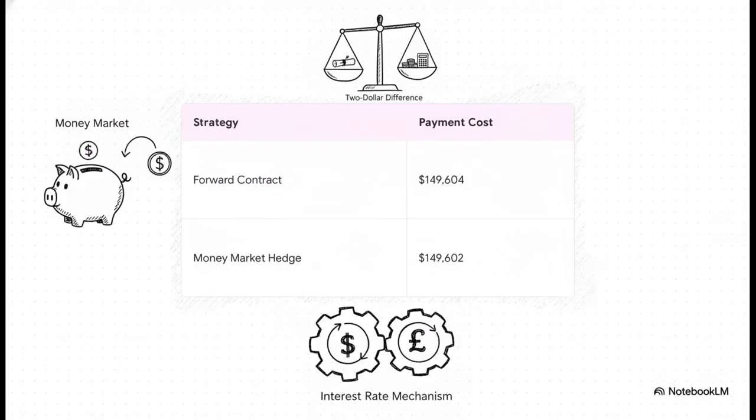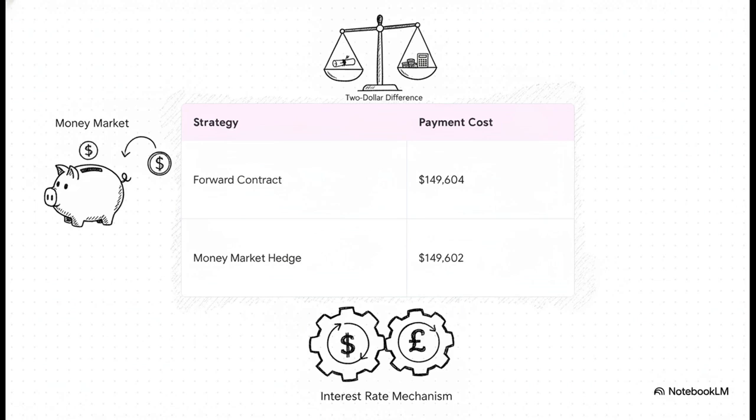Now, looking at those two options, you might be asking, which one is actually better, the forward contract or the money market hedge? Notice the two payment costs here for a 6-month settlement. A forward contract costs $149,604, while the money market hedge costs $149,602. We're talking about a mere $2 difference on a transaction of almost $150,000.